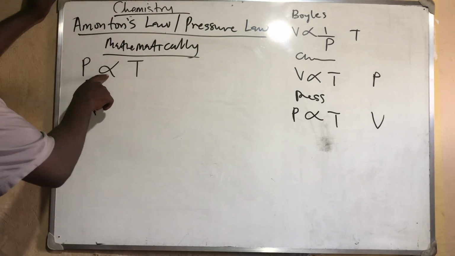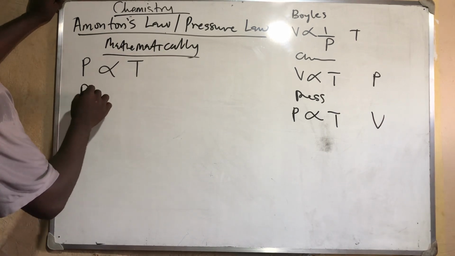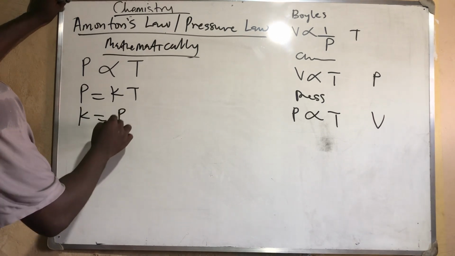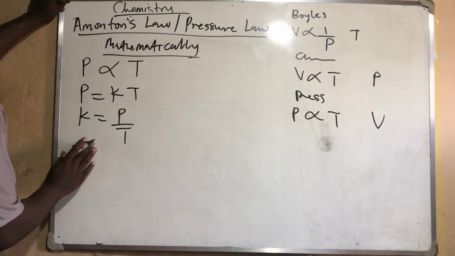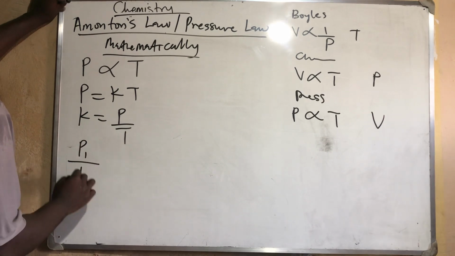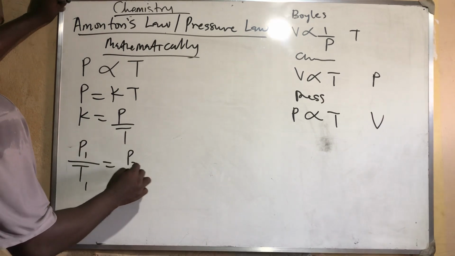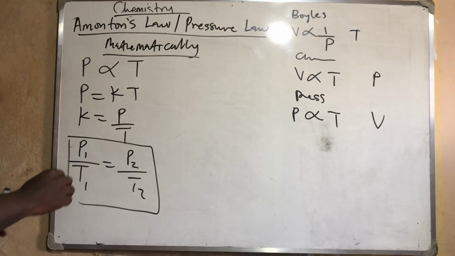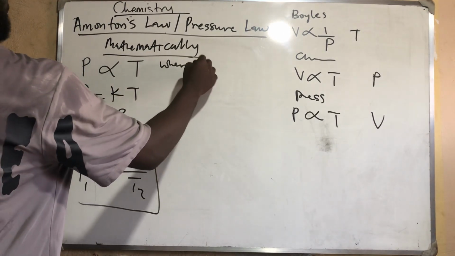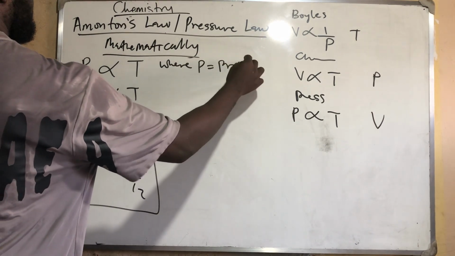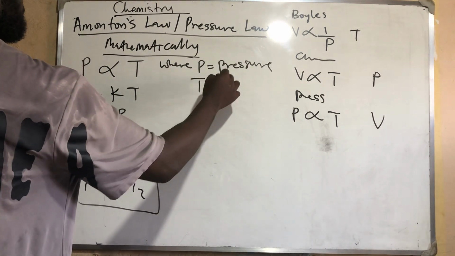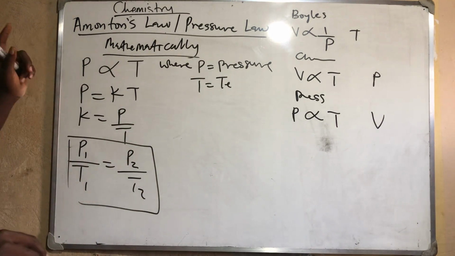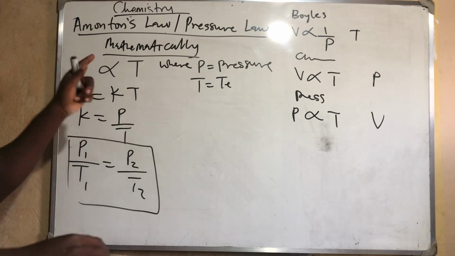So if I now remove the proportionality sign, I will now bring in my proportionality constant. So my K will now be P over T, which says that my P1 over T1 is equal to my P2 over T2. Powerful formula. Where my P is equal to pressure, my T is equal to temperature in Kelvin. Please, that's the mistake I made. The pressure of a given mass of gas is directly proportional to temperature in Kelvin.